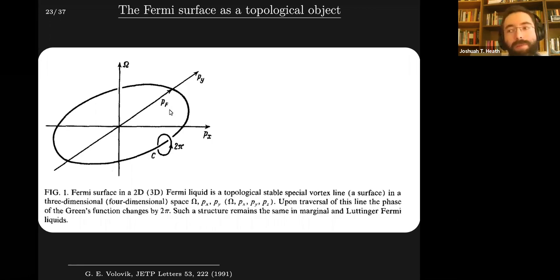Now, what I want to emphasize here is that we can connect Volovik's original idea of this topological invariant, this winding number, back to microscopic details when calculating it. Basically, it's deeply connected to a phase of the many-body generating functional.